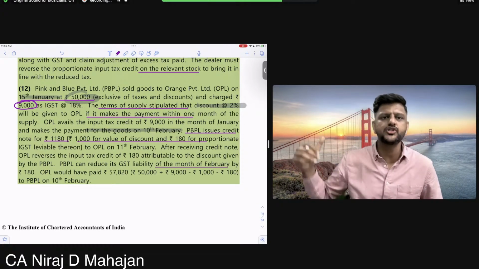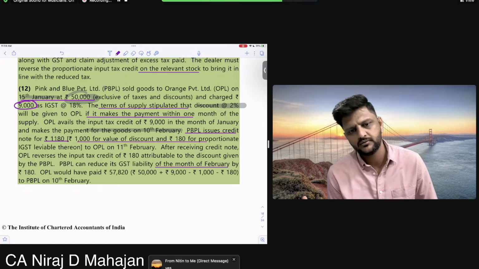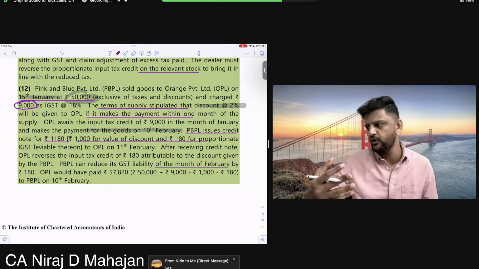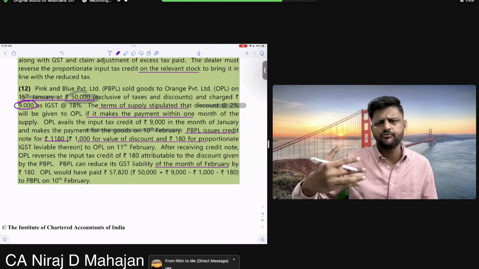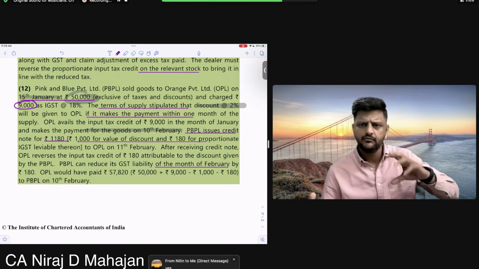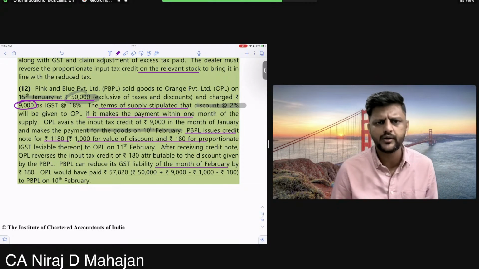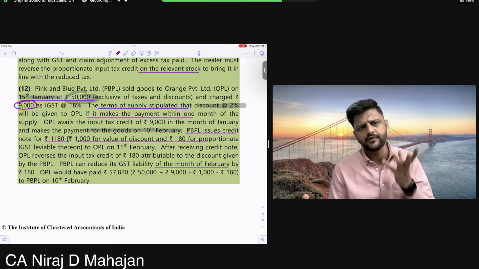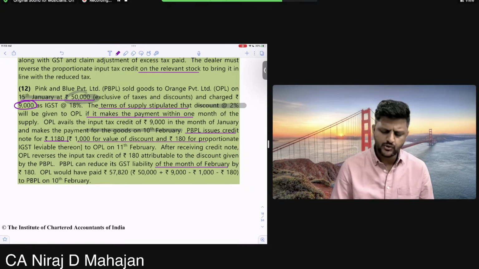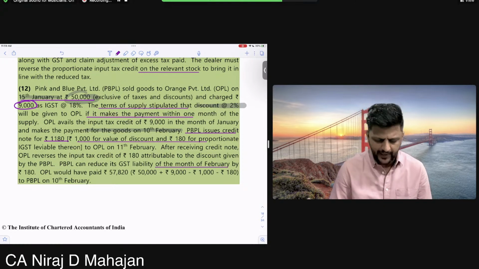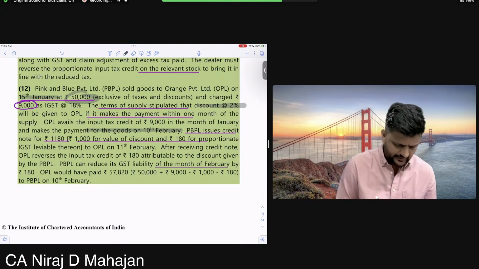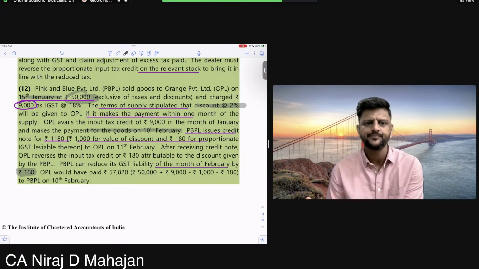So I cannot go back and change my return of January. But whenever I issue my credit note in that month or a little bit ahead, there I can make the changes. So for the return for the month of February, I am going to take the effect of the credit note. So PBPL can reduce the GST liability for the month of February by rupees 180. Right? We are talking of credit of 180 only, on 1000 rupees.